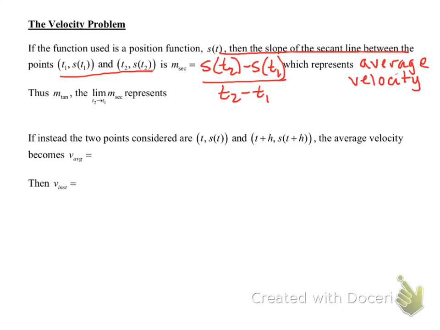But if we take the limit of that as t2 approaches t1, we let t2 get closer and closer to t1, and that secant line will look more and more like a tangent line. So that limit represents the velocity at a particular point, which we would call the instantaneous velocity.